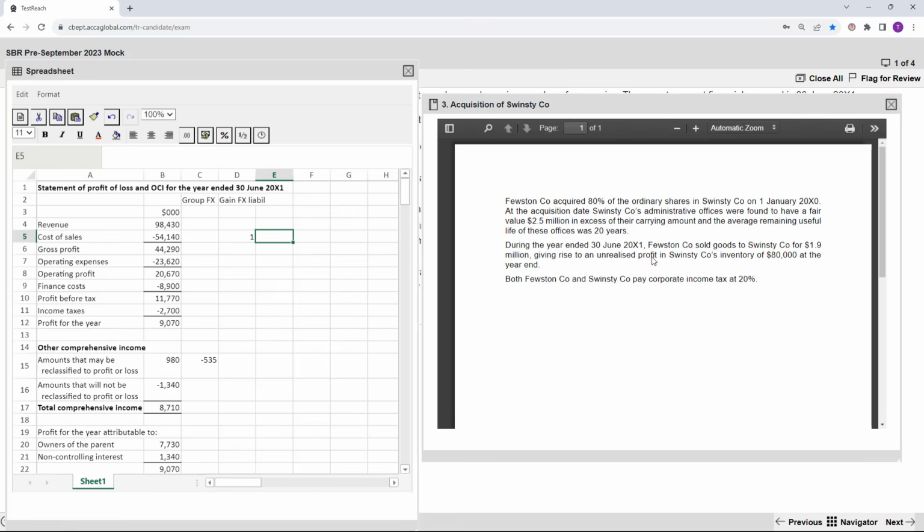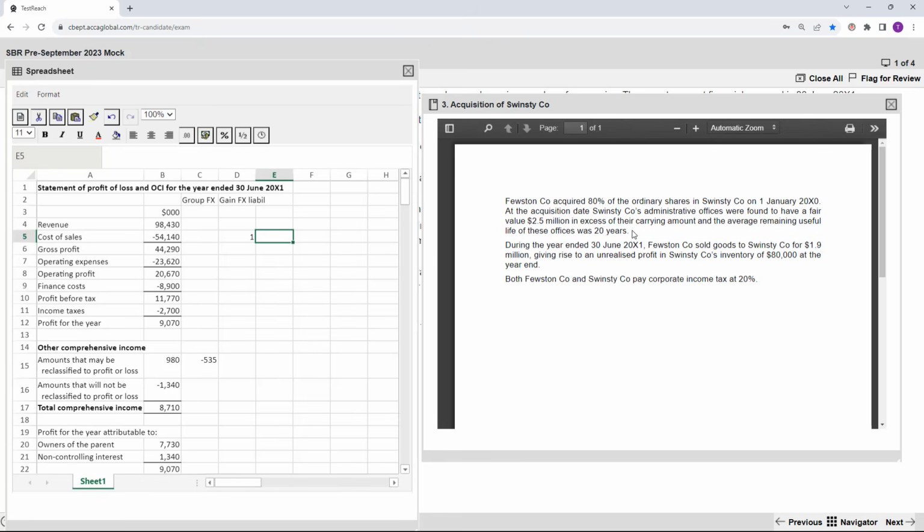So what's going on? We've acquired 80% of the shares of Swinsty back in January XO. Okay, some time ago. It's an 80% sub. We've got administration offices, and there's a fair value adjustment. Now that presumably was correctly taken into account in the goodwill and whatever, but that's not really what we're about. The average remaining useful life was 20 years.